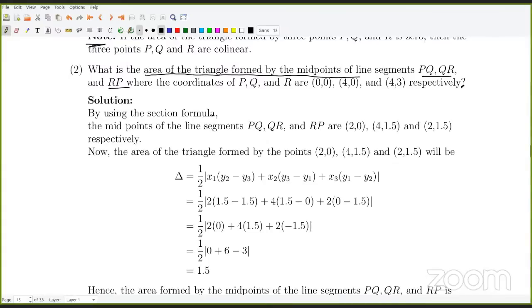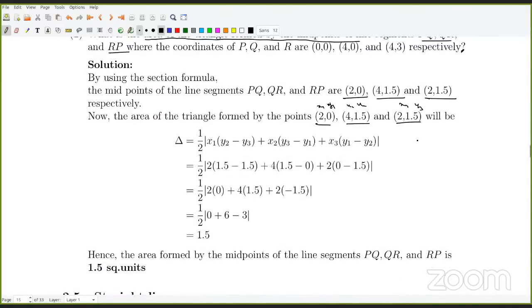Okay. So this is a standard approach which we follow. We find the midpoints first using section formula. If you use section formula, we get the midpoints at 2, 0, 4, 1.5, and 2, 1.5. Now we need to find the area of the triangle formed by the points 2, 0, 4, 1.5, and 2, 1.5. Now we have 3 points. We have to find the area. So just make it x1, y1, x2, y2, x3, y3.